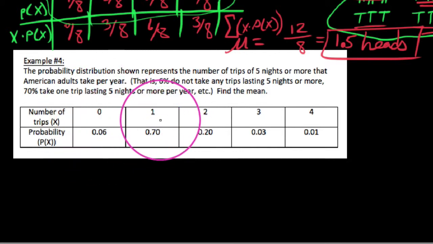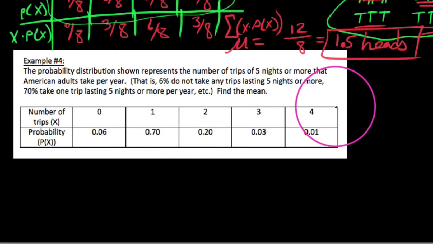So we have 70% of the people who responded said, yes, I go on 1 vacation a year. That's 5 nights or more. And then we had the distribution of these over here. 20% of people say I go on 2 vacations a year. Only 3% go on 3 vacations a year. And then only 1% go on 4 vacations a year. Man, I want to go hang out with these people.